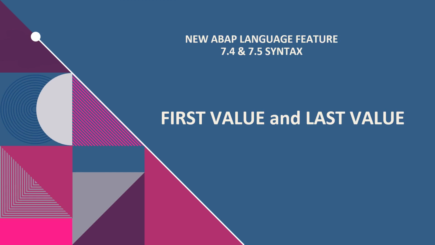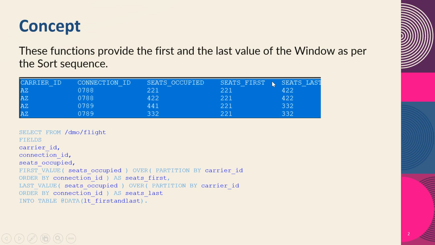Hi, in this session, I'll be explaining the usage of first value and last value in select queries. The first value and the last value functions provide the first and last value of the window as per the sort sequence. We'll be creating the window by partition on a specific field and we'll be using first and last to get the first and last value of that window of that partition.